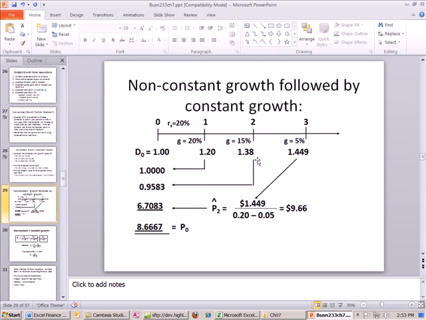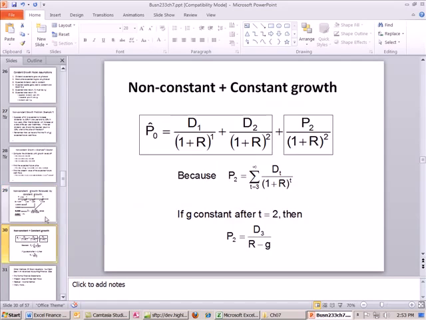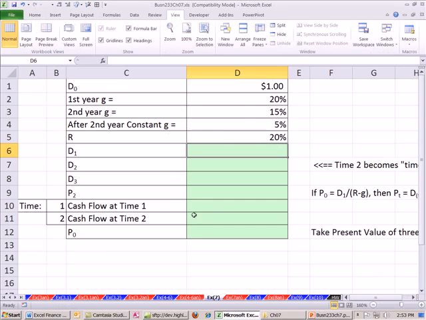Here's the picture. We have this one, so we're going to have to discount it back using our normal techniques. And the only trick was you had to figure out, once you have a dividend here, you need to, at the constant rate, go forward one ahead and calculate the price at time 2. So we have this cash flow and this cash flow, and we discount them back, add them all up, and that should be our price. All right, let's go over to Excel.